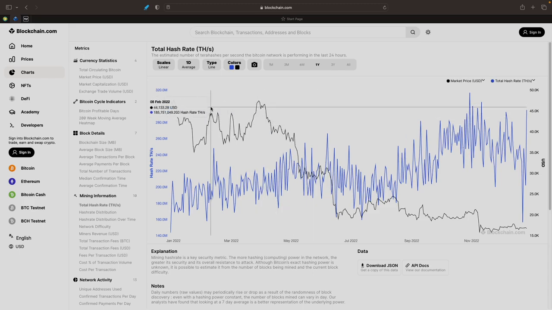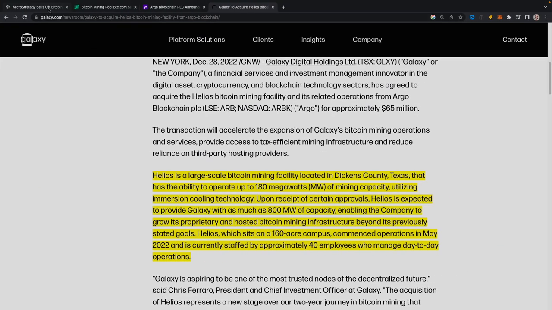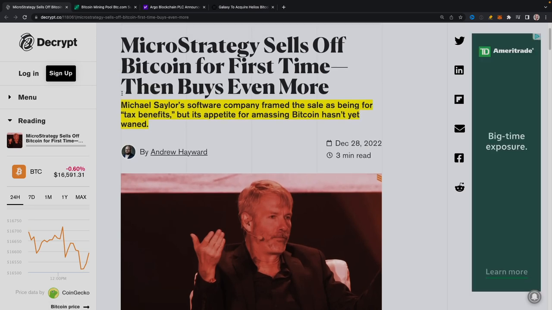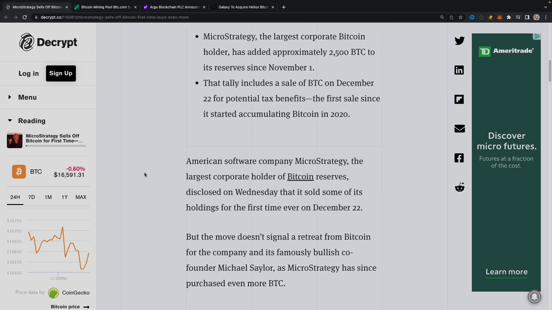Okay, so let's take a look at our first story here, which is MicroStrategy is selling. Well, first they sell, then they buy. So MicroStrategy, the software company, framed the sale as being for tax benefits, but its appetite for amassing Bitcoin hasn't yet waned. Here's what it says. Let's take a look at it down here.